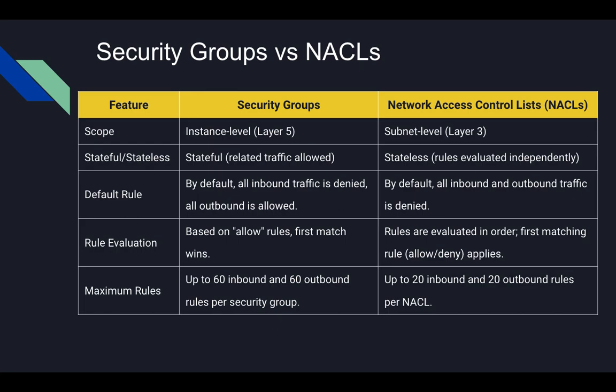For rule evaluation, security groups are based on allow rules, and the first match wins. For example, if there are 10 different rules, the very first matching rule always wins. In the network access control list, rules are evaluated in order, so the first rule, whether allow or deny, applies. For example, if there are 4 different rules and you are coming from the internet with a certain IP address or CIDR range, whatever rule is present for that CIDR range applies. And there are a maximum of 60 inbound and 60 outbound rules for security groups, and 20 inbound and 20 outbound for NACL rules.